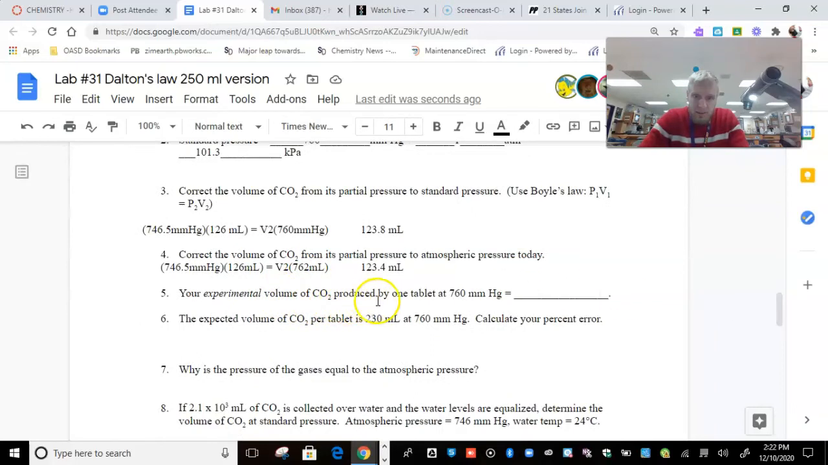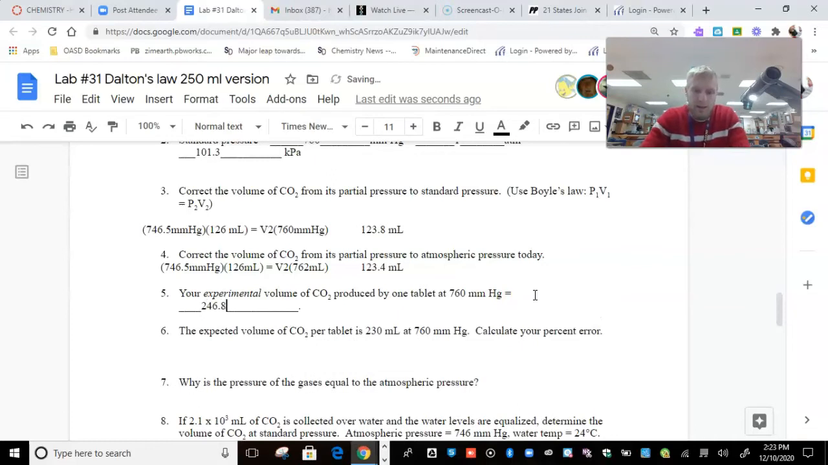It says your experimental volume of CO2 produced by one tablet at 760 equals experimental volume of CO2. I'm glad we're doing this together, because when I was looking at it, I was like, isn't this the same question? But yeah, it kind of is. We were talking about half a tablet, but what if you talk about one tablet? You got to multiply it by 2. So 123.4 times 2 is 246.8 milliliters.